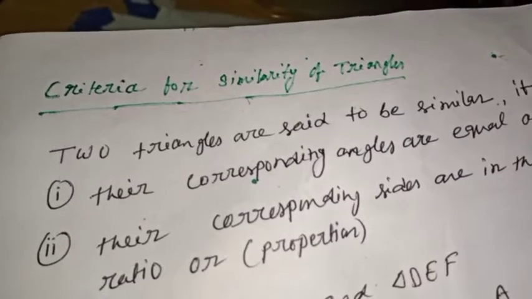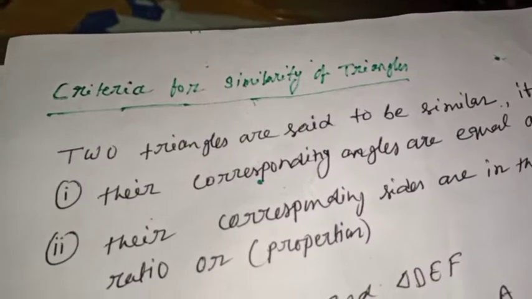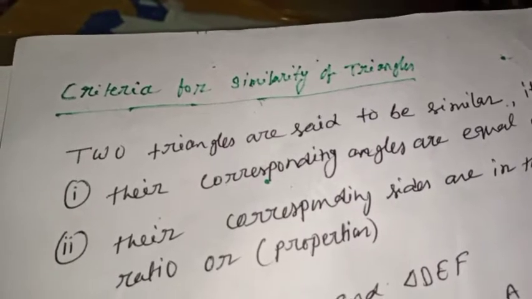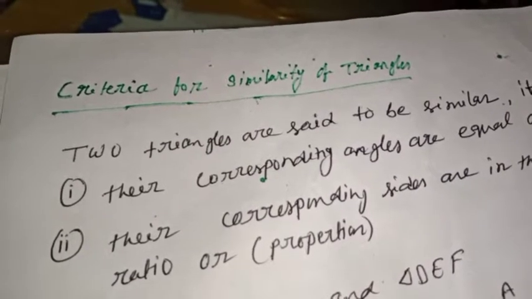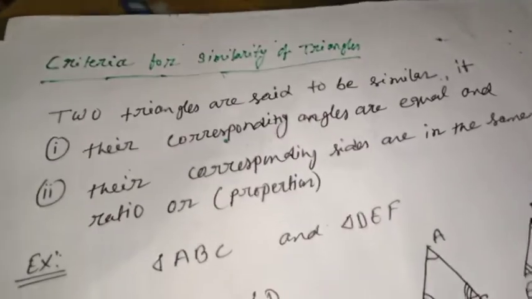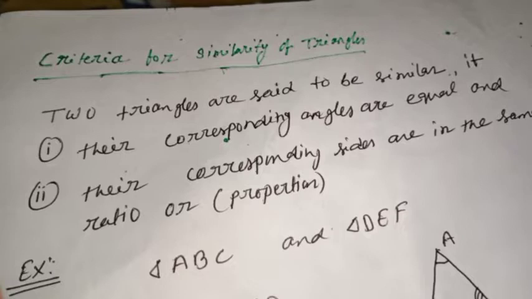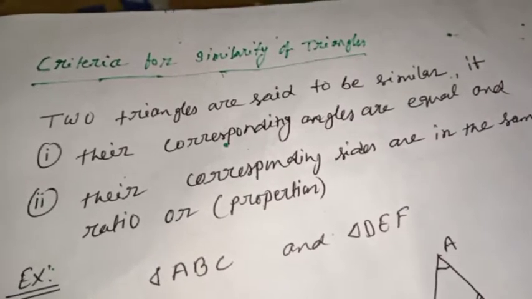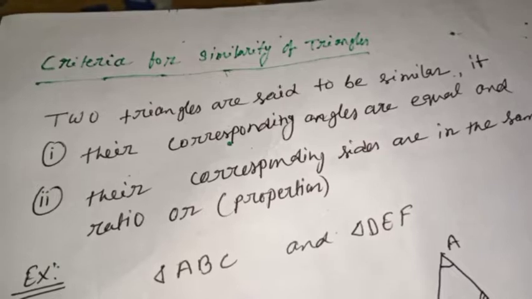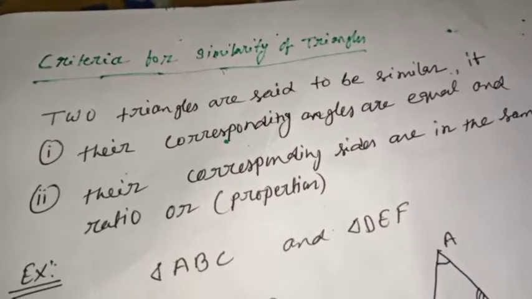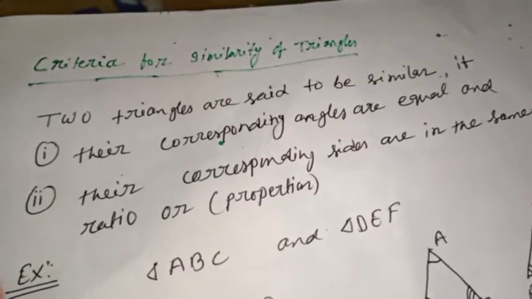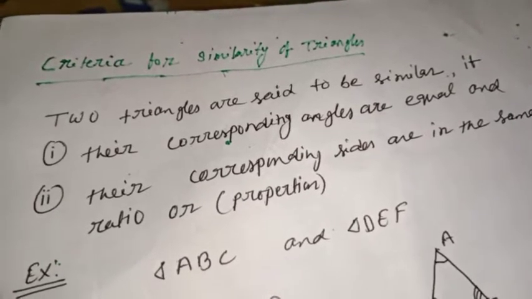Already I have explained what do you mean by the word similar. So I have told you how we can say two triangles are similar. In general, you can say that two triangles are said to be similar if number one, their corresponding angles are equal, and number two, their corresponding sides are in the same ratio or proportion. Already I told this one.